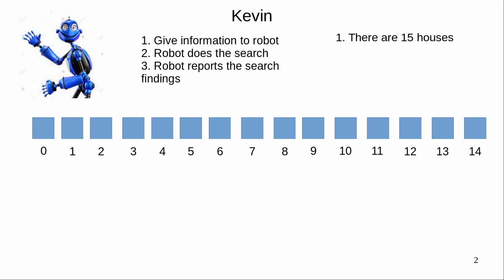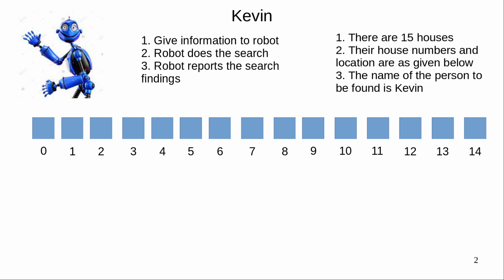So first, what is the information that you give to the robot? You tell the robot that there are 15 houses in which you have to search, and then you tell their house numbers. You tell that there are house numbers from 0 to 14, and these are the locations. And then you tell the name of the person that you have to find, which is Kevin. So that is the information that you actually have to give to the robot.